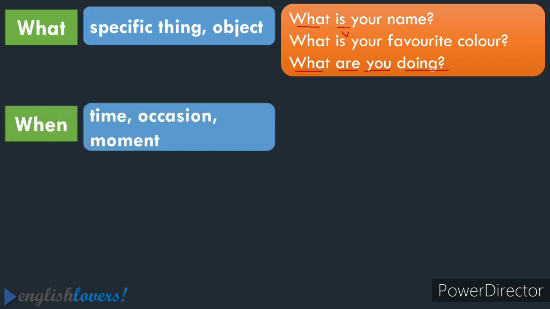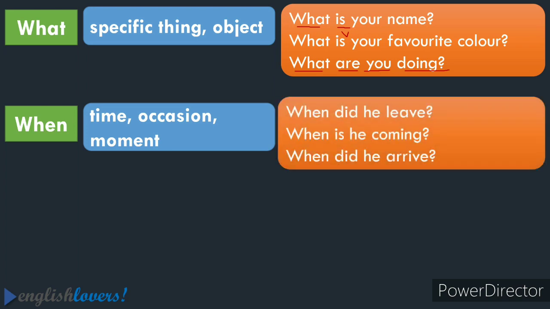So the next question word is when. When is used to ask for the time or for the occasion or for the moment. If you want to know about these things, time, occasion, or moment, then use when as a question word. See these examples: When did he leave? When is he coming? When did he arrive? In all these three examples, the speaker wants to know the specific time, so he uses the question word when.